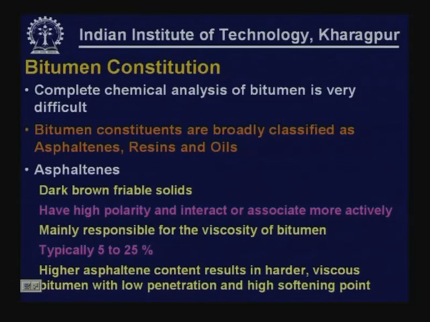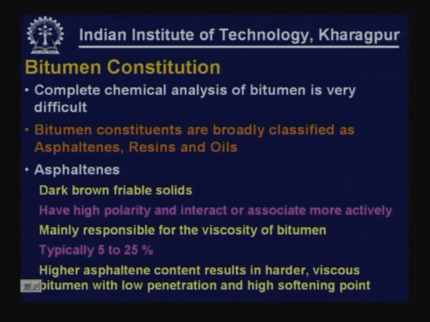As I just mentioned, complete chemical analysis of bitumen is very difficult. The bitumen constituents are broadly classified as asphaltenes, resins and oils. Asphaltenes are dark brown friable solids. They have high polarity and interact or associate more actively. These are the active constituents of bitumen, and these are mainly responsible for viscosity of bitumen, stiffness of bitumen and other engineering properties of bitumen.